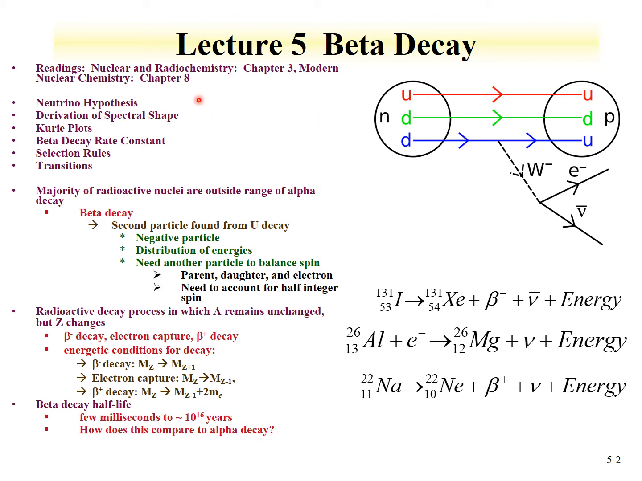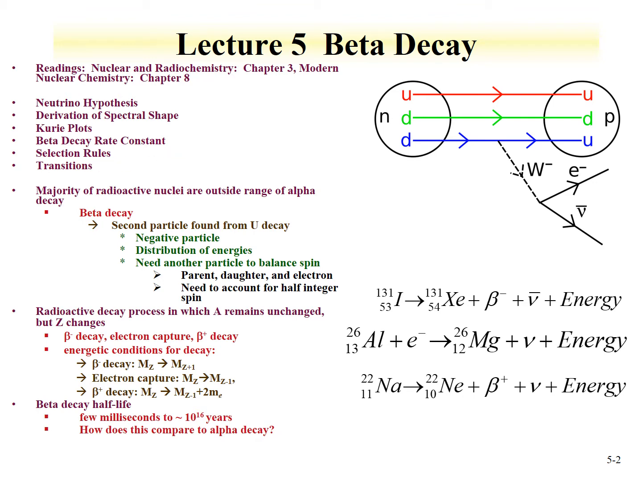This lecture is going to cover the neutrino hypothesis. We're going to talk about spectral shape and what information can be derived from that. We're going to introduce something called Kurie plots, which is a way of evaluating data to understand what sort of transitions occur. We're going to talk about equations that are used to derive the beta decay rate constants.